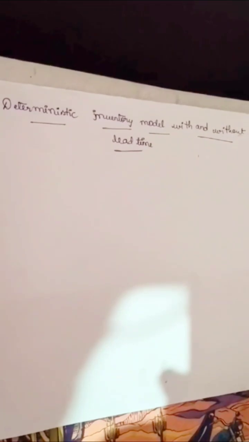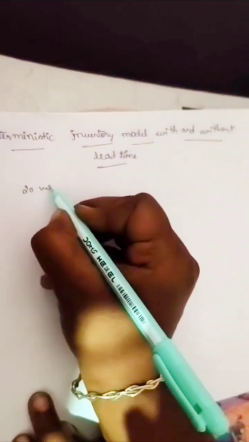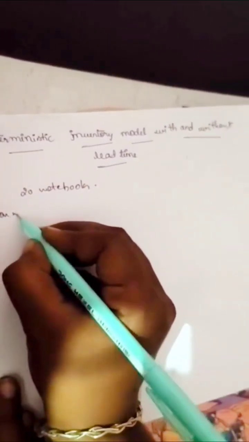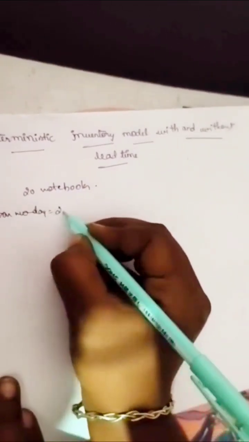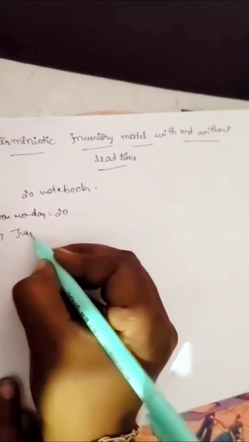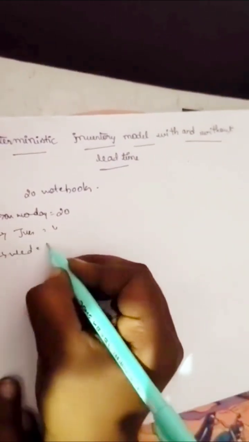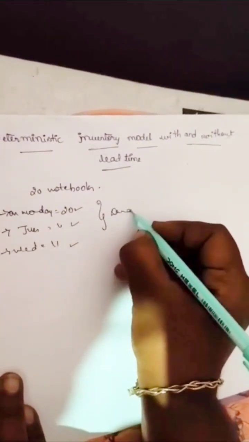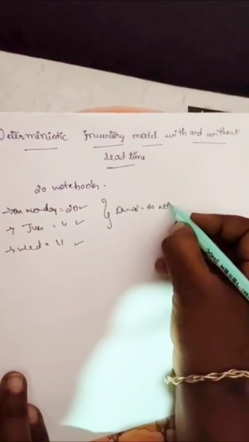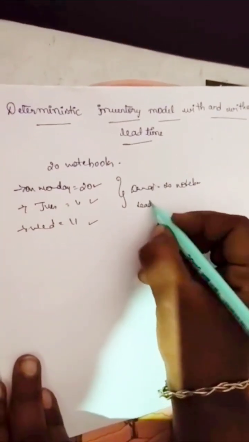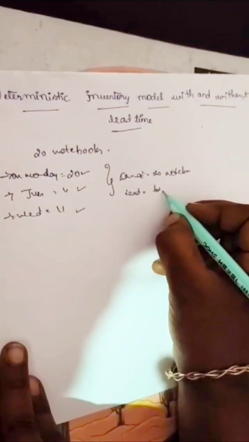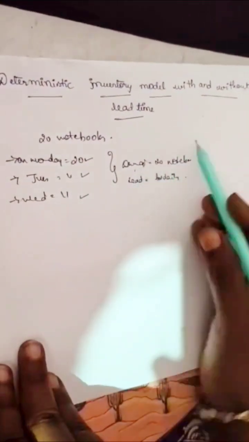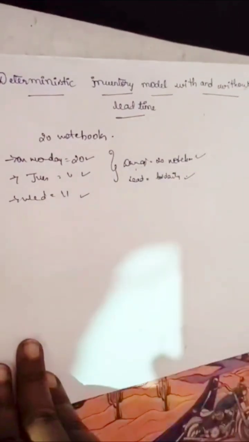A stationery shop sells 20 notebooks every day. On Monday the shopkeeper sells 20 books, on Tuesday he sells the same, and on Wednesday also he sells the same. Here the total demand is fixed at 20 notebooks every day, and the lead time is also fixed. So the factors of deterministic are that the demand is known and the lead time is also known. This is called deterministic.